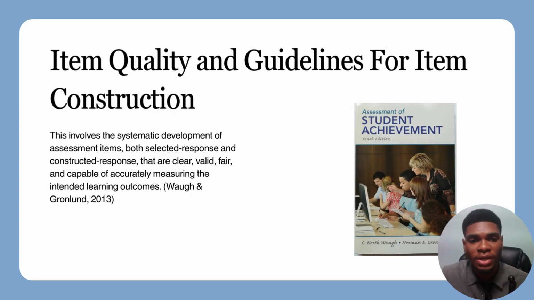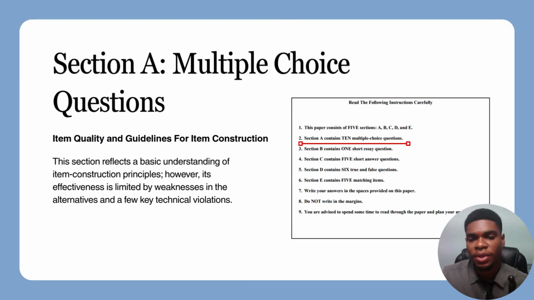So, item quality and guidelines for item construction. According to Kubiszyn and Borich 2013, this involves the systematic development of assessment items, both selected response and constructed response, that are clear, valid, fair, and capable of accurately measuring the intended learning outcomes. Let's look at this beginning with Section A, the multiple choice questions. This section reflects a basic understanding of item construction principles. However, its effectiveness is limited by weaknesses in the alternatives and a few key technical violations.